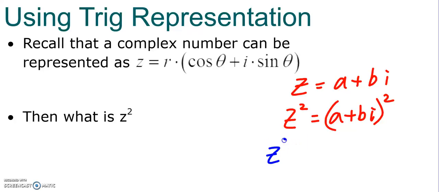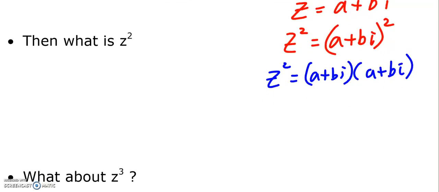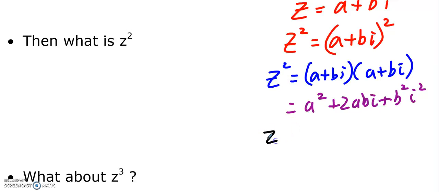So then this becomes z squared equals a plus bi times a plus bi. And if we multiply this out, we end up with a squared plus 2abi plus b squared i squared. But then let's simplify that. We know i squared is -1. So I end up with z squared equals a squared minus b squared plus 2abi. So that would be z squared in standard form.